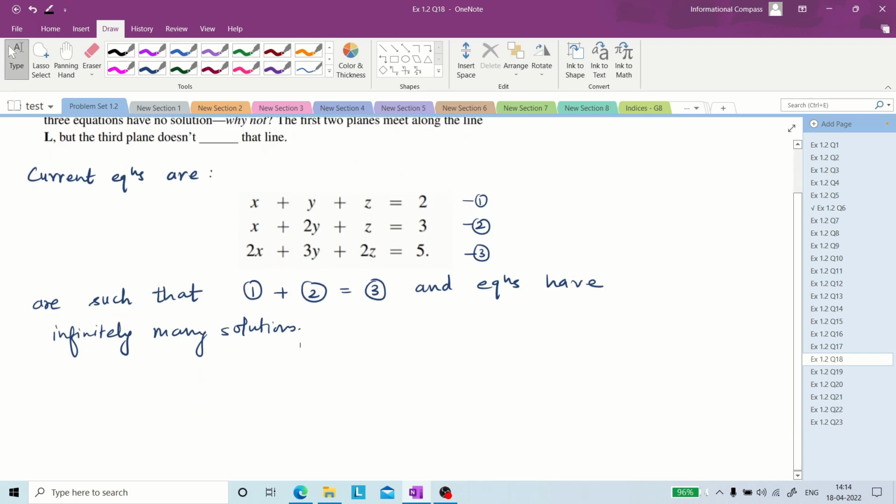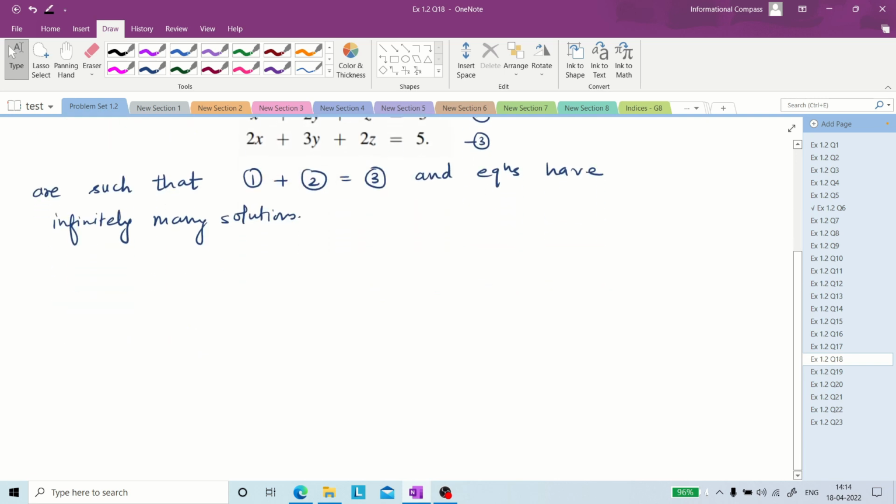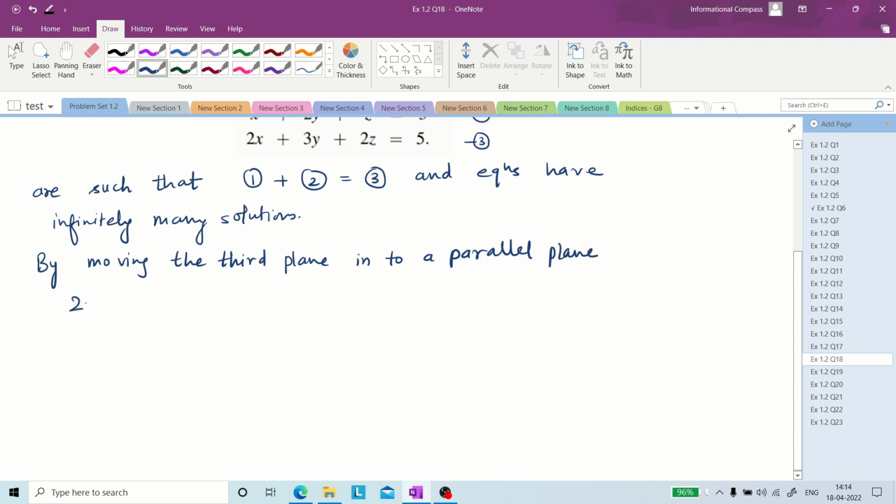So moving on to the next part, we will get a new system by moving the third plane into a parallel plane, that is 2x plus 3y plus 2z equal to 9. This is the fourth equation, right? Write it down in this way.